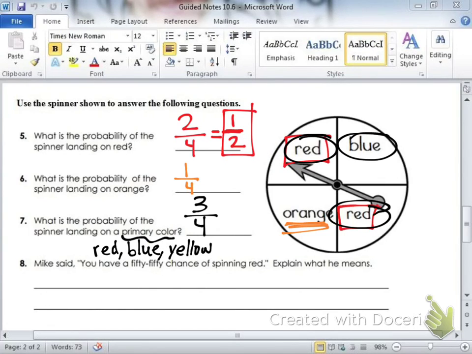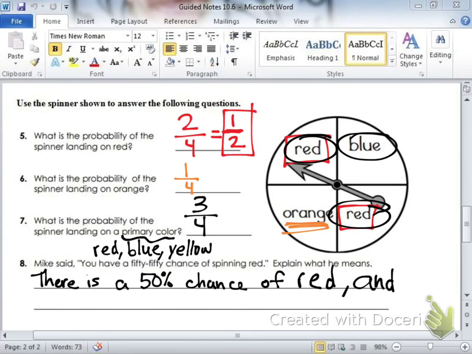So the way we could explain this is there is a 50% chance of what? Of spinning red. But he says 50 twice. So there's a 50% chance of spinning red and a 50% chance of not spinning red. Good.